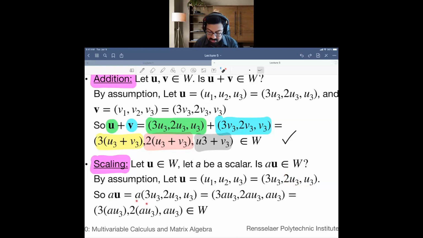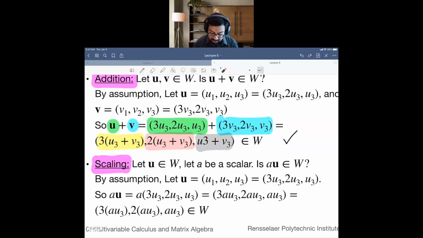A times all these 3 values, which is essentially going to give you 3au3, 2au3, au3, where A is a scalar. Now, if you rewrite this, what do you have? 3 times au3. This is using the properties of scalar multiplication for subspaces. You are just reversing that order of scalars, 3 and A. You have reversed that. So you have 3 au3, 2 times au3, au3.